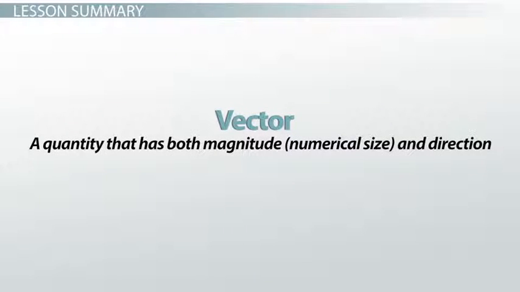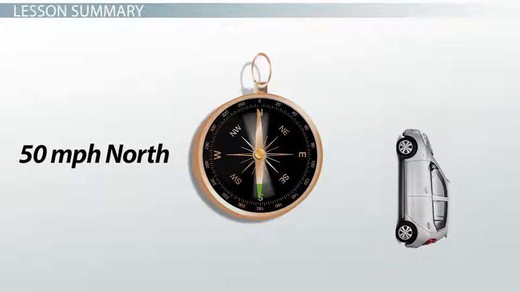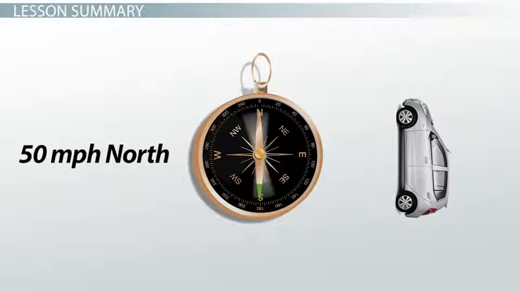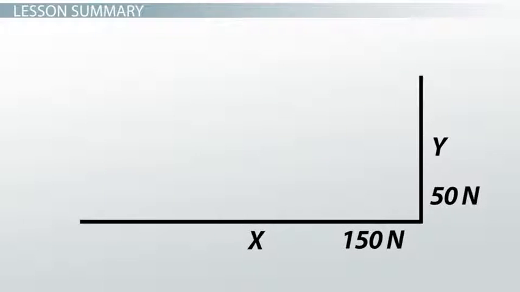A vector is a quantity that has both magnitude, numerical size, and direction. An example of a vector will be 50 miles per hour north, but vectors can often be given in component form. You might be told that a diagonal force is equivalent to 150 newtons left and 50 newtons up, for example. This makes it hard to know exactly what direction the vector is pointing. You have to calculate it.